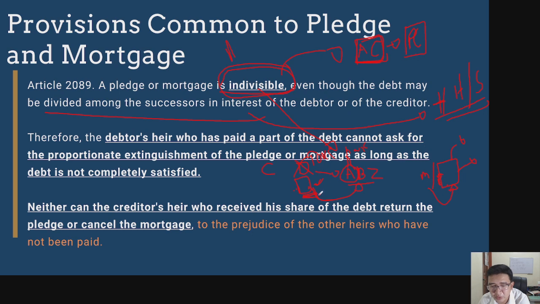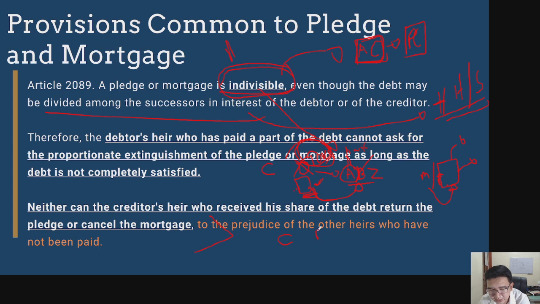No? If you want the mortgage on the property to be released, you pay the whole 900,000, even if you are the only one paying, as long as the 900,000 is paid. Okay, that is the principle of indivisibility. Neither can the creditor's heir who received his share of the debt return the pledge or cancel the mortgage to the prejudice. This one is the other way around.